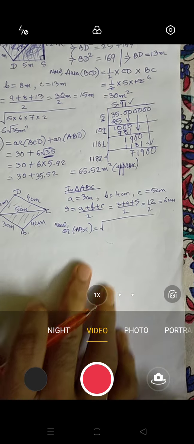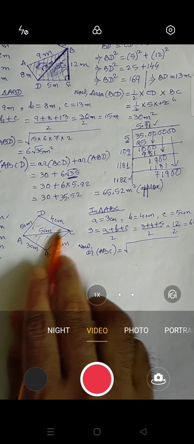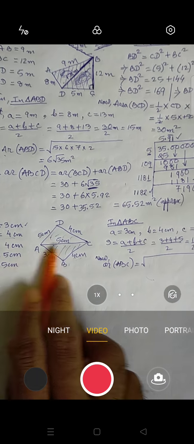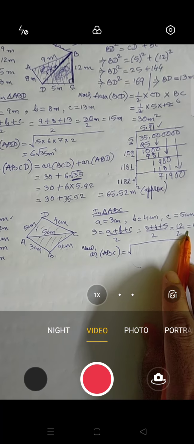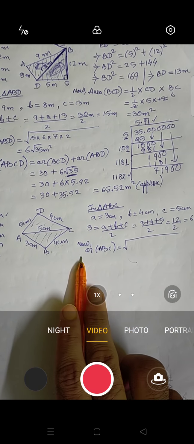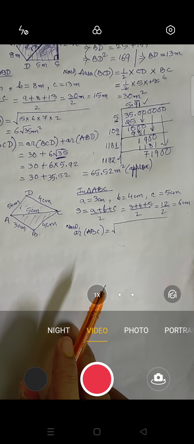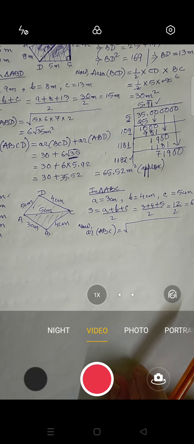Same way you will take triangle ACD, then a, b, c are whatever is given in the question, and same way you will find s, and then you will find the area by using Heron's formula. Find both the values on your own. Till then you pause your video. Once you find your answer, then you can play the video.